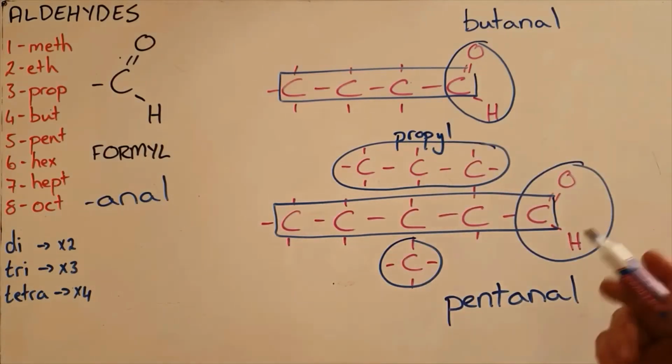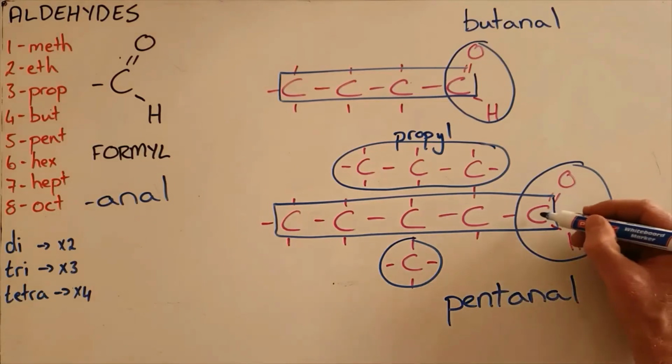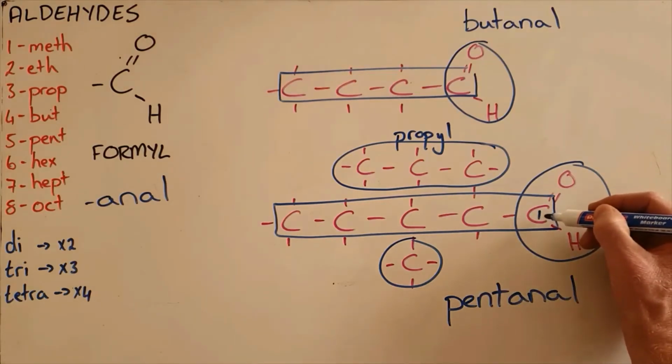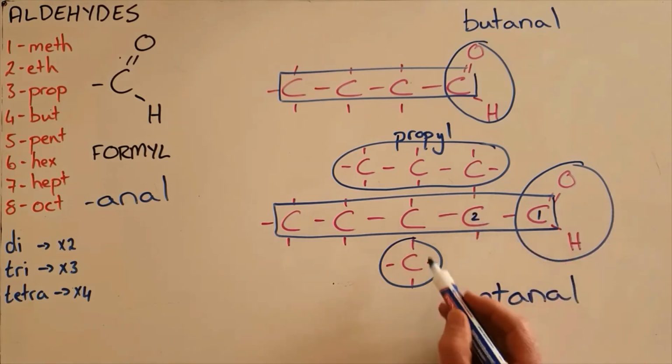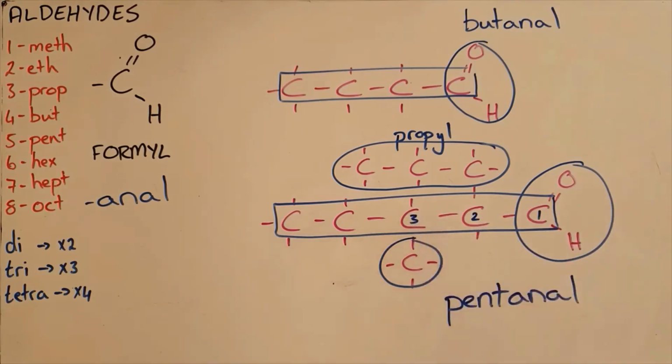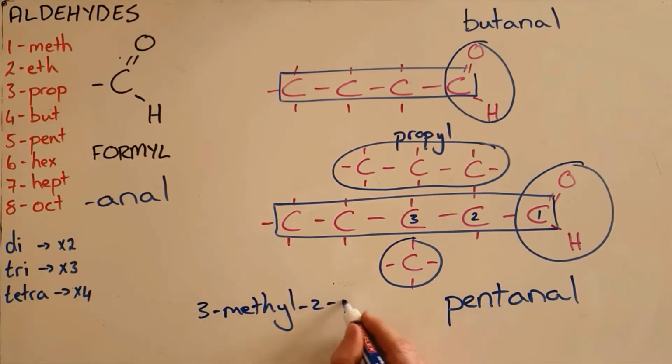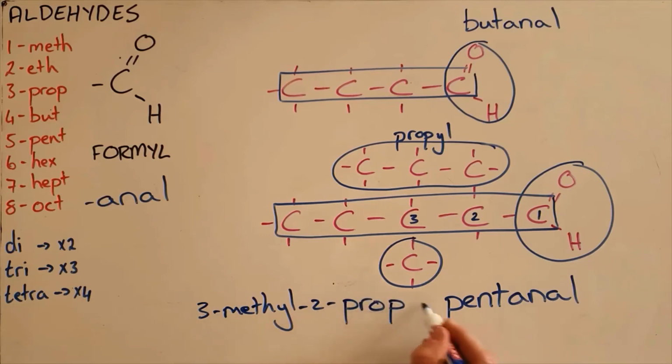And now because this is an aldehyde, this is automatically carbon number 1, and as a result the propyl branch must be on carbon number 2 and the methyl branch on carbon number 3, and so alphabetically we would call this 3-methyl-2-propylpentanal. Once again, this is all one word.